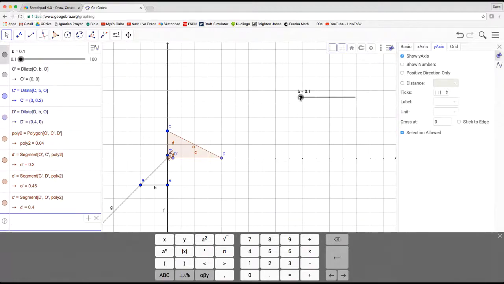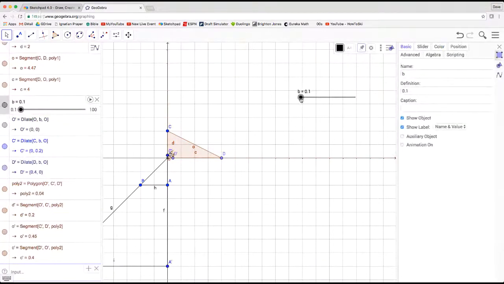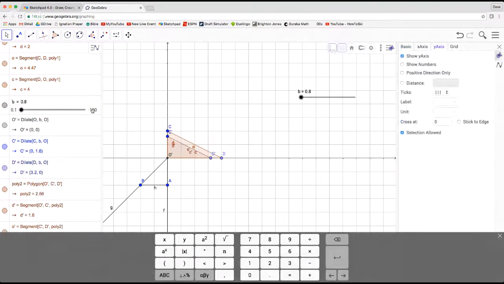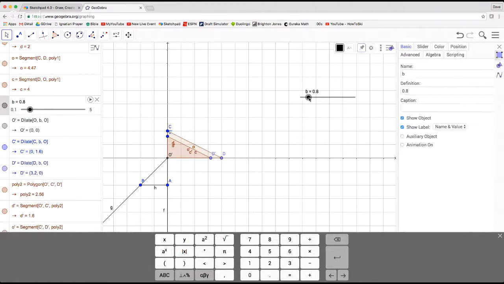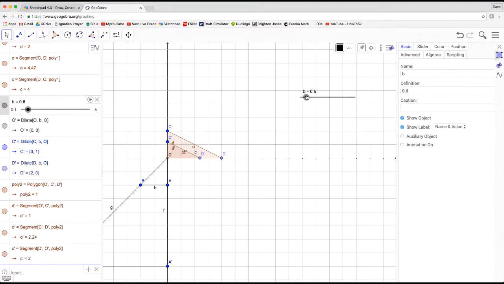There we go. So there, notice that we take our triangle. Let's make this guy only go up to like 5. It'll make it easier to see. So, right, if we dilate OCD, and if we dilate, right, that's a half. And as we dilate it up and down, notice that 0.0 doesn't change, just C and D.